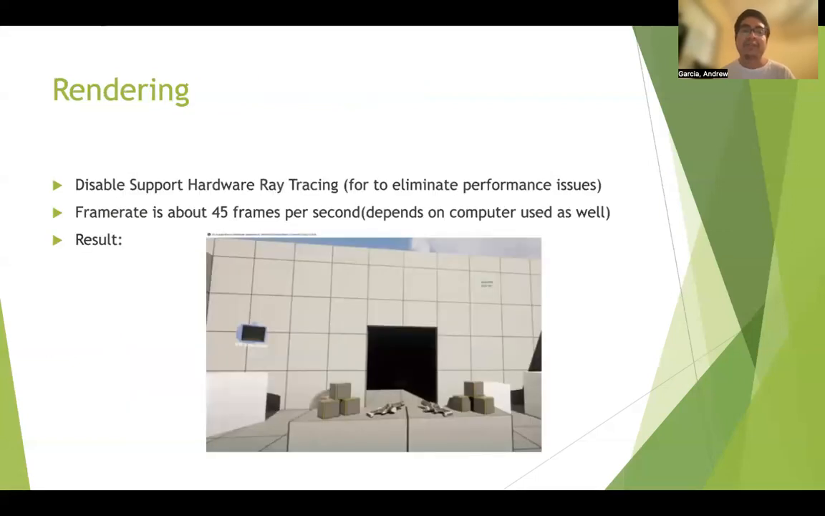Now for rendering, disable support hardware ray tracing to eliminate performance issues, because my computer cannot handle these advanced lighting features. So I have to tone them down a little bit, or maybe even remove them entirely, so that the frame rates are very consistent. Without those settings enabled, the frame rate is about 45 frames per second. It depends on the computer used as well. More powerful computers will run higher frame rates because they're able to handle these intense settings. And this is the result.